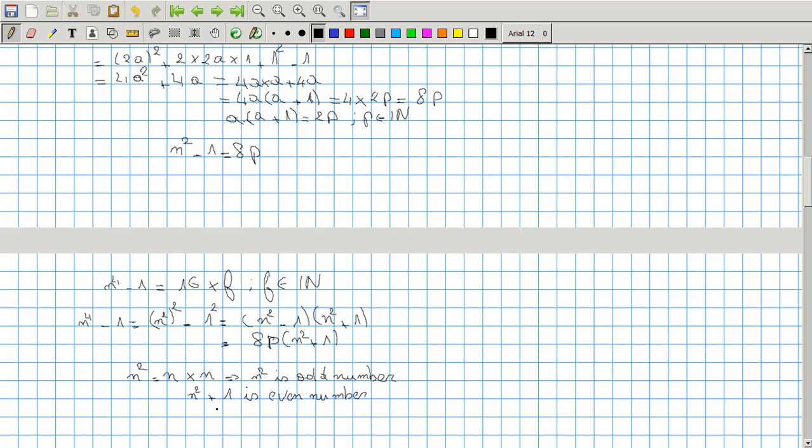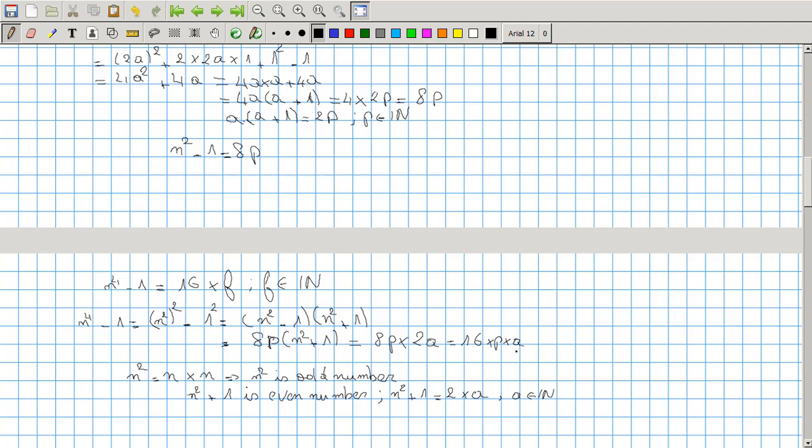When we add an odd number to an odd number we get an even number. That means n square plus 1 equals 2 times e, which is an even number, e belongs to n. So 8b times 2e equals 2 times 8 times b times e, equals 16 times b times e.